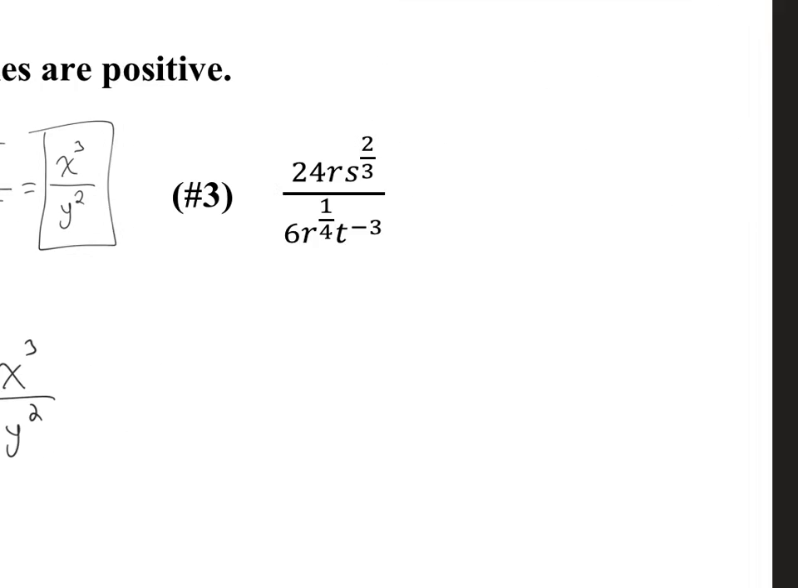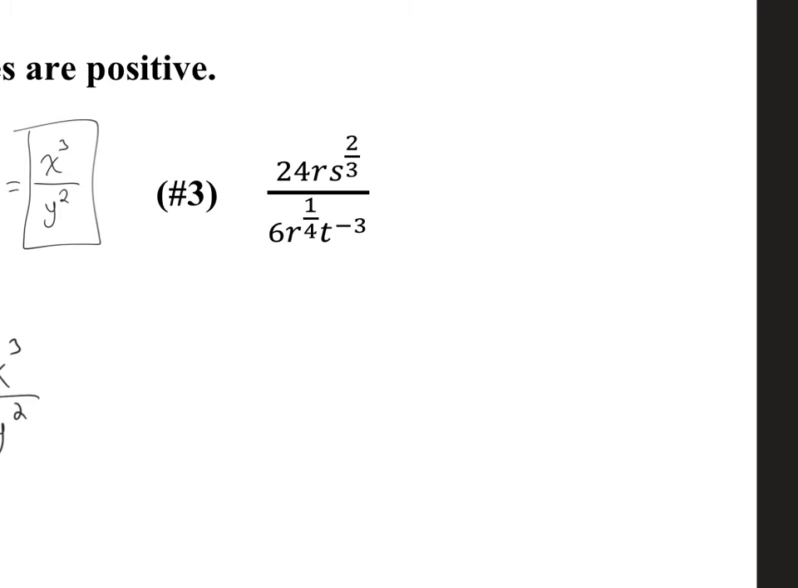All right, moving on, number 3, we have 24r s to the 2/3 all over 6r to the 1/4 t to the negative 3rd. All right, give this one a try, see how you do. All right, so we have a lot of things happening here.